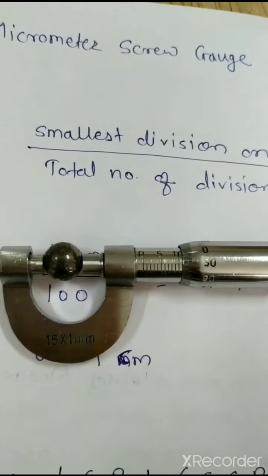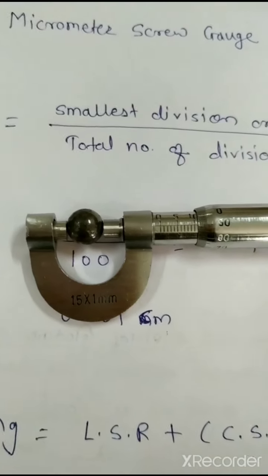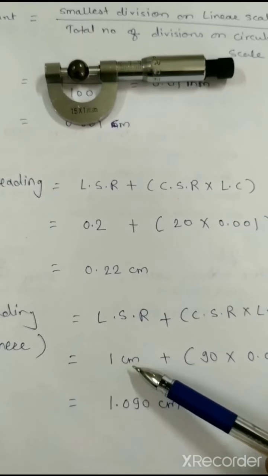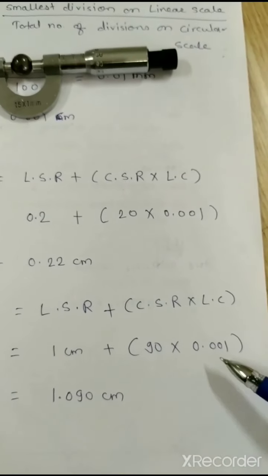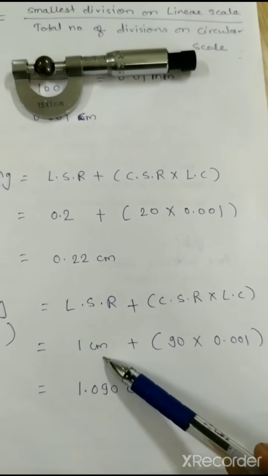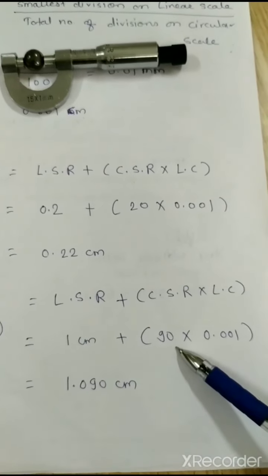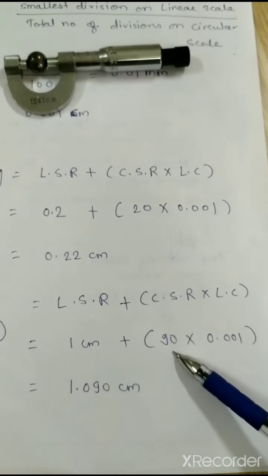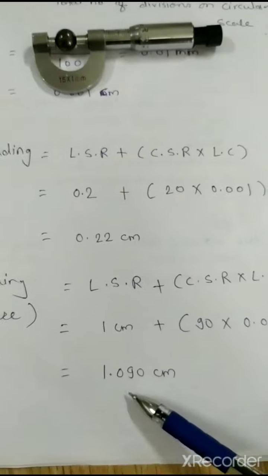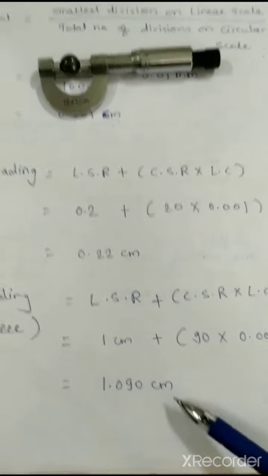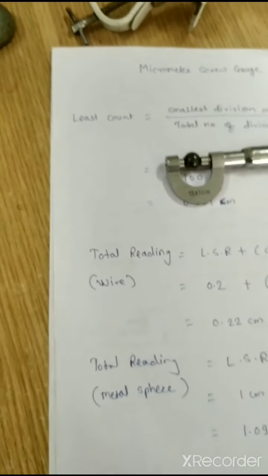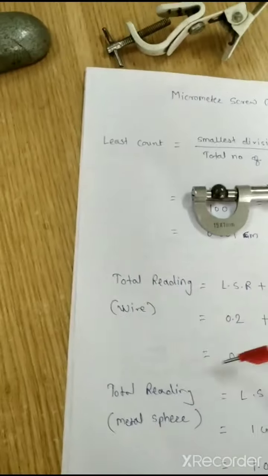Again see, hold the metal sphere properly and find out the reading. 10 means 1 centimeter because we have written least count in centimeter. So the linear scale reading put in centimeter, that is 1 centimeter plus circular scale reading, we got 90. This is a number, there is no unit for this number. So it is 90 into 0.01, we got 1.090 centimeter.